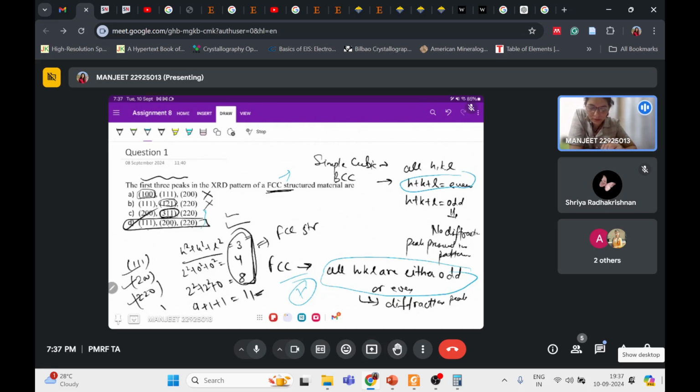But we have to calculate the first three peaks, and the first three correspond to 111, 200, and 220. Then after this, 311 comes out. So the first three will be 111, 200 and 220.